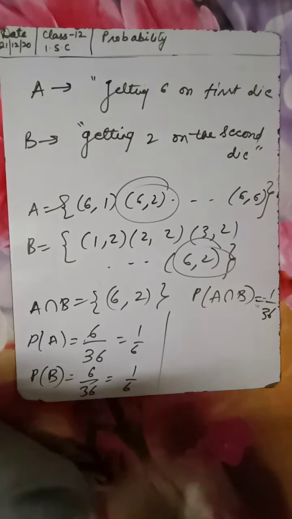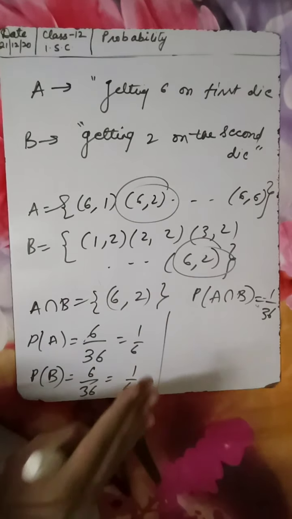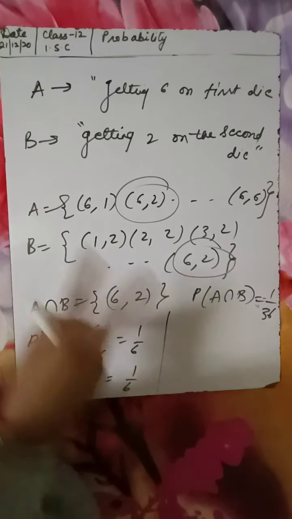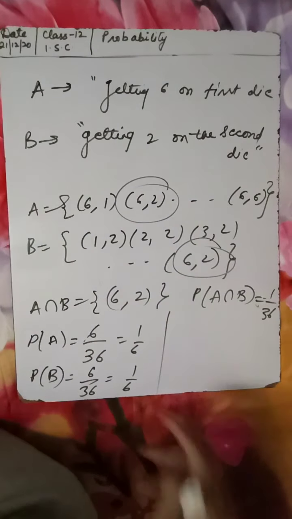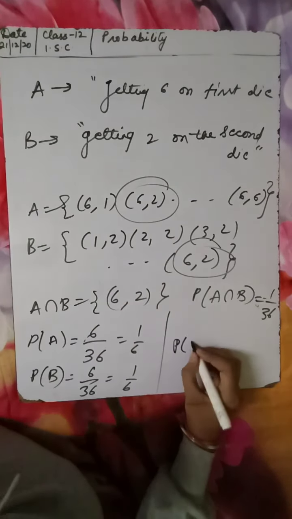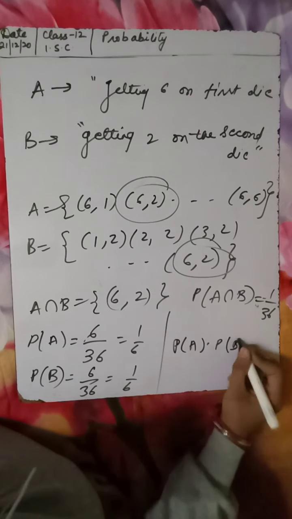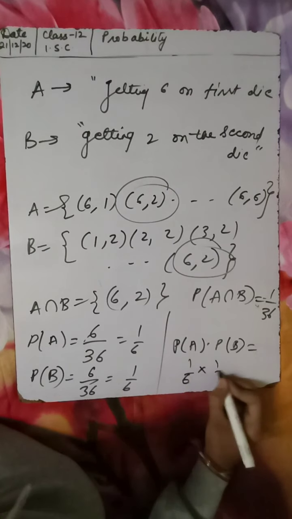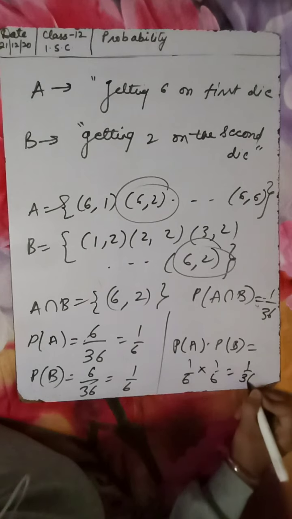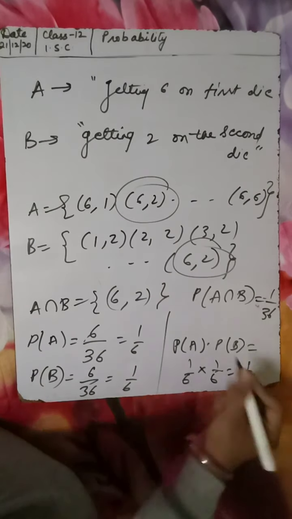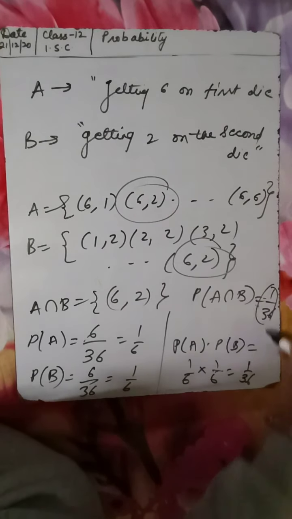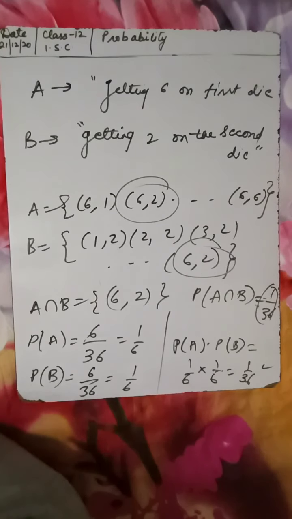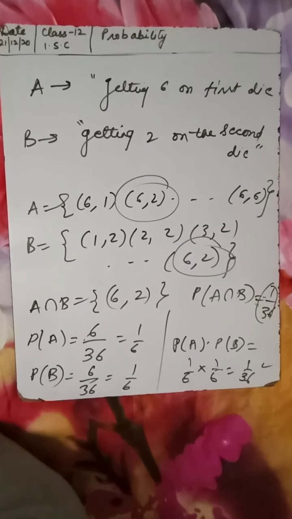So how can we prove that A and B are independent events? Multiply probability of A and probability of B. So probability of A into probability of B will give us 1 upon 6 into 1 upon 6, which is 1 upon 36. And the probability of A intersection B is also 1 upon 36. So from here it confirms that events A and B are independent events. I hope you understood this.